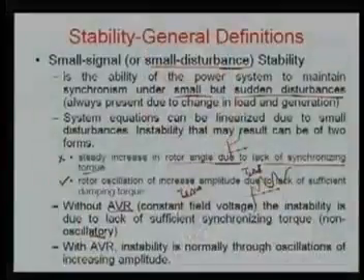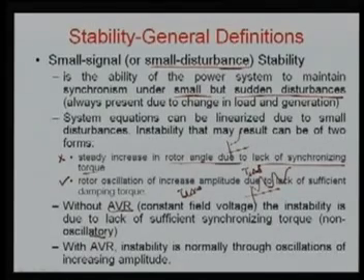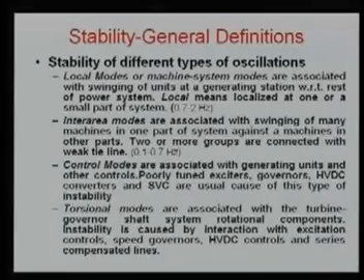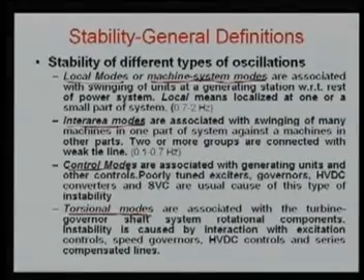So, all the modern generators are equipped with AVRs. The instability with the AVR is normally through oscillations of increasing amplitude, which is the second type of small signal instability. Again, this small signal stability can be classified into four forms. First is the local mode, sometimes also called the machine system modes. Another is the inter-area modes, the third is the control modes, and the fourth is the torsional modes of oscillation.